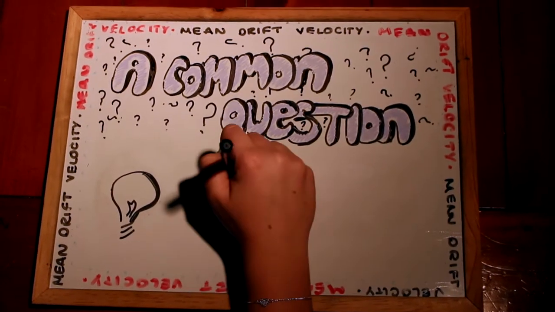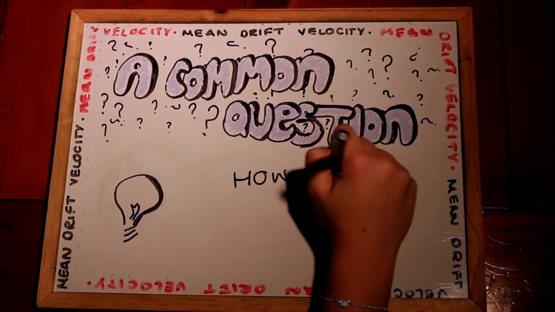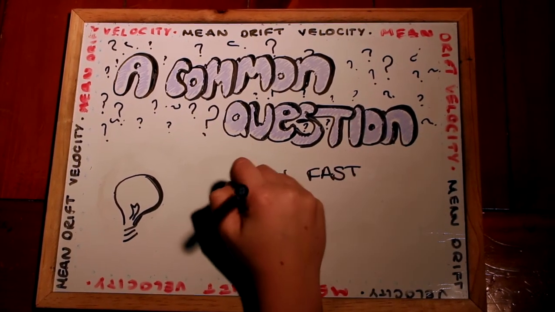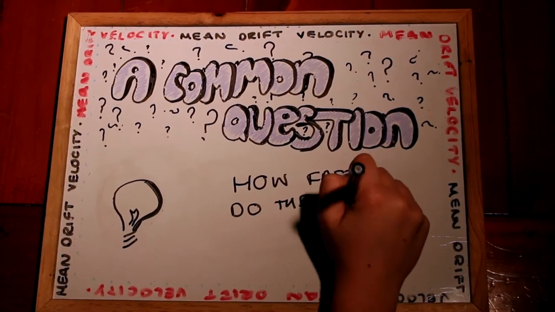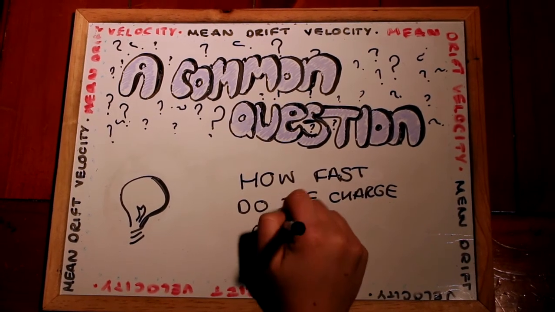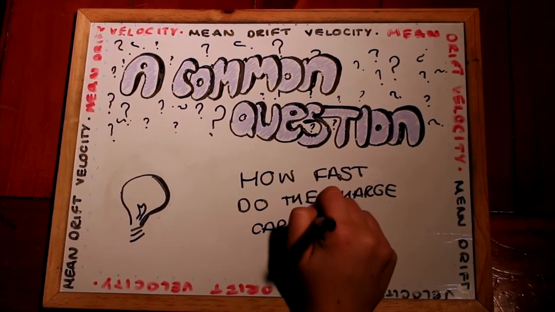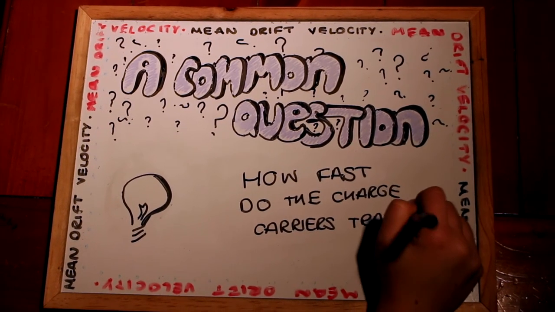A common question that's usually asked is, if a light turns on seemingly instantaneously, how fast do the charge carriers travel? Despite it seeming that the electrons have rushed from the switch to the lamp, they actually move really slowly. The reason that the light turns on really quickly is because the free electrons repeatedly collide with the positive metal ions at the same time.